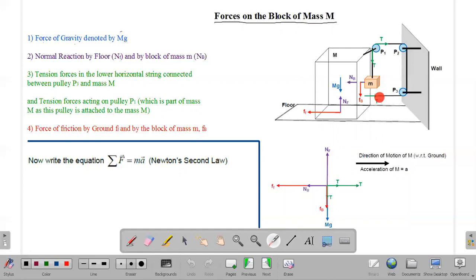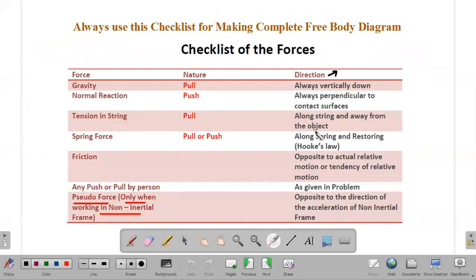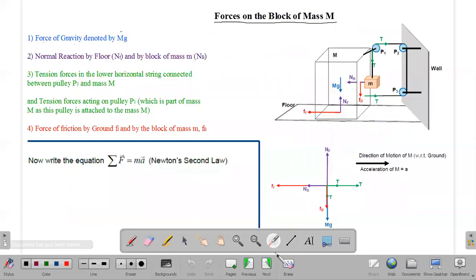So this is the tension force in this string. This tension force I am talking about is in the lower portion of the block and connected to the pulley P3. For a tension force, you can always consider its direction as away from the object. So you always draw tension force away from the object. It will help you. That's why the tension force is towards the right side.